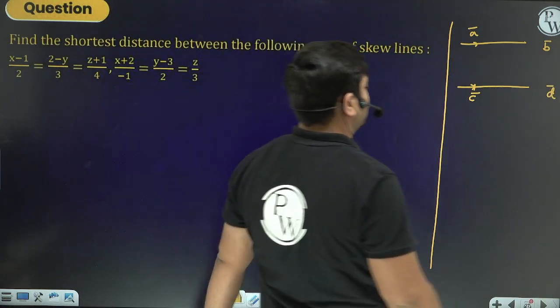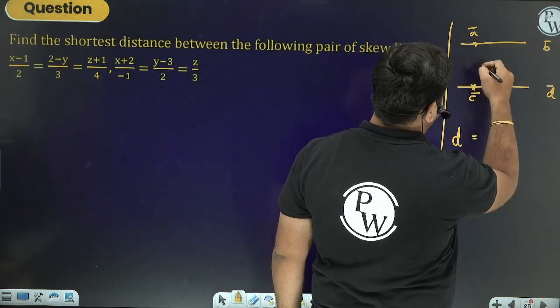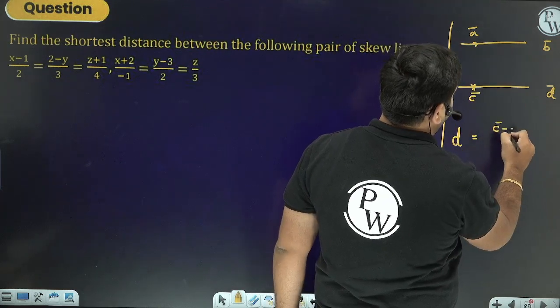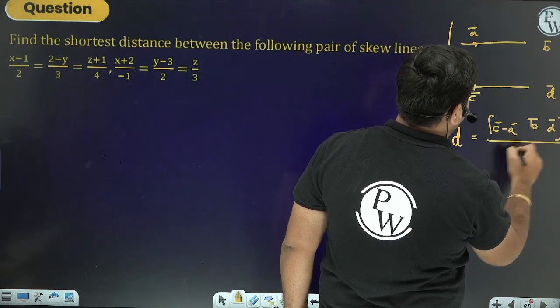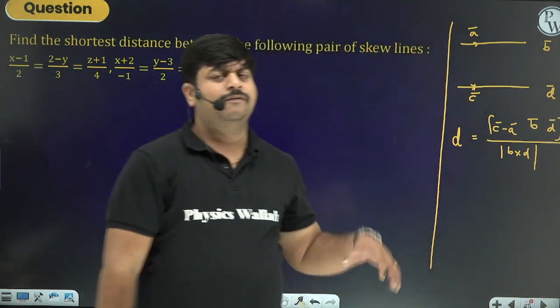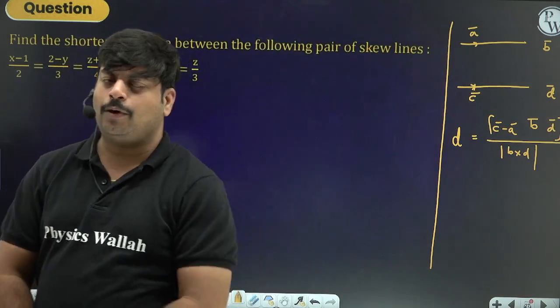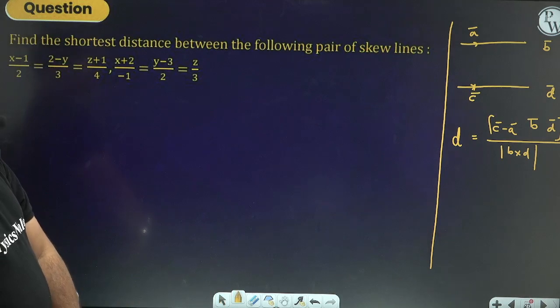In this case, the distance between these two lines will be given by (C bar minus A bar) dot (B bar cross D bar) box, divided by mod B cross D. We take the complete modulus to make it positive. In that case, if you're talking that way, what are the points A, B, C?